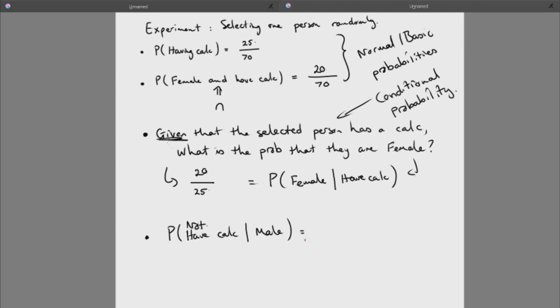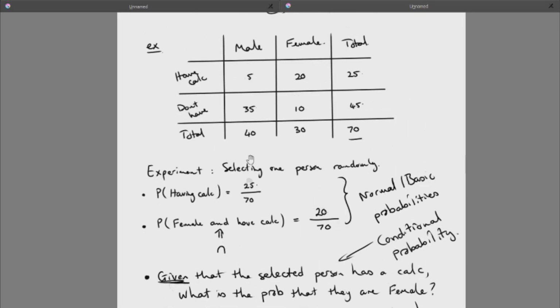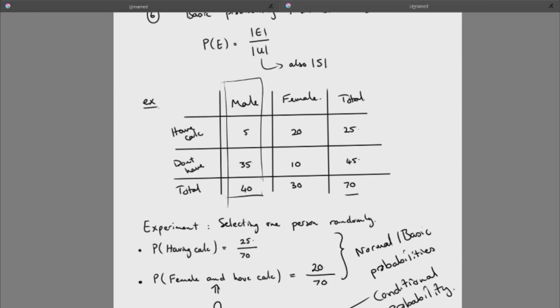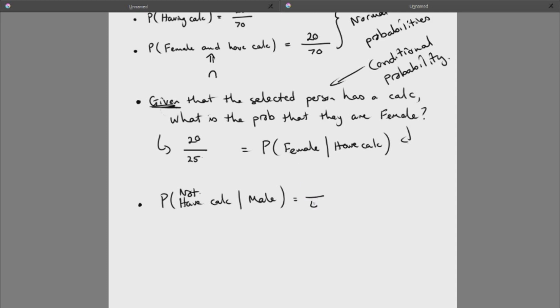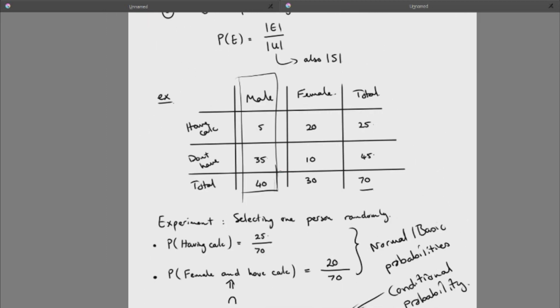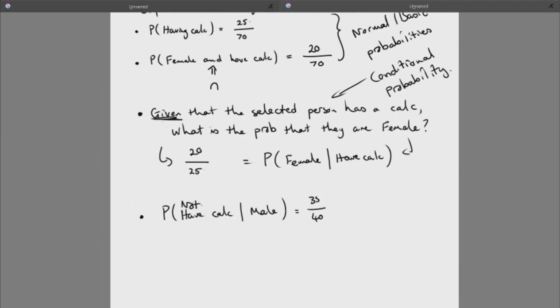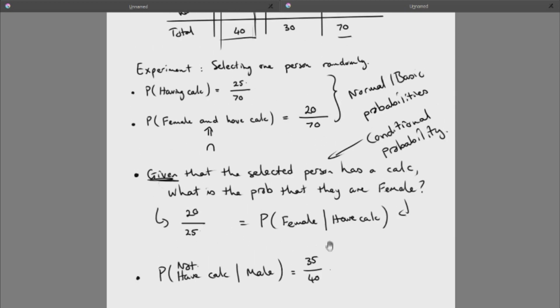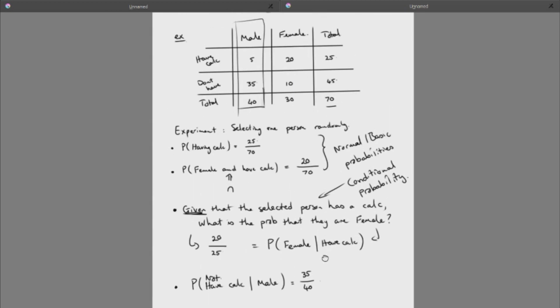Well, I go to my table either way. I identify, okay, this is a conditional probability. Given they're male, I'm now restricting myself just to that because it's a fact. The person's not tricking me or anything. The given information tells me I'm only looking in this male column, so it's out of 40. Not having a calculator, 35 of those.